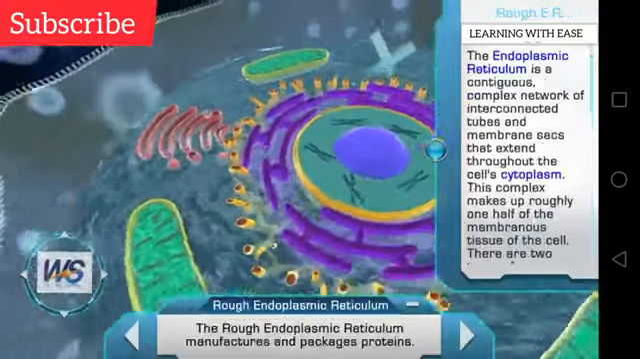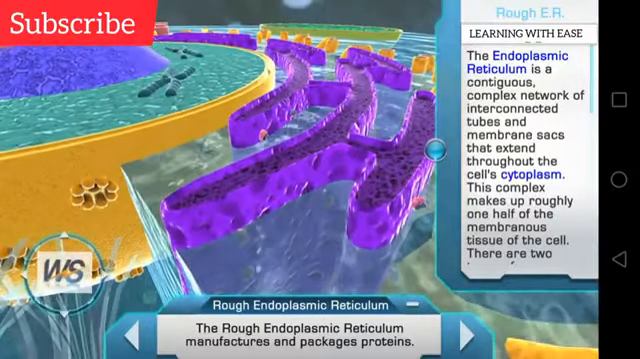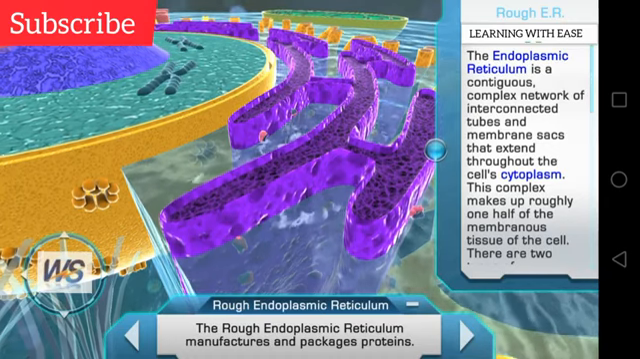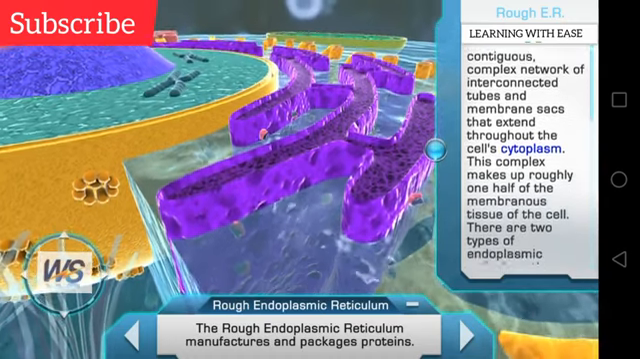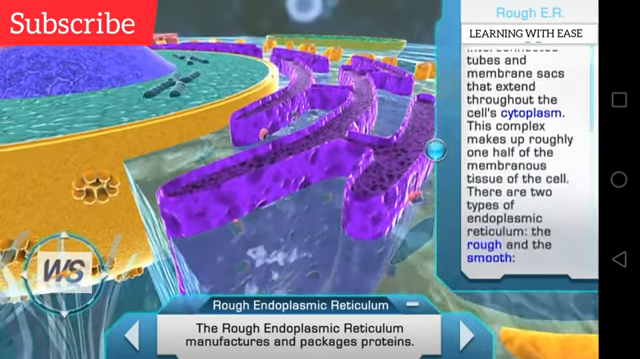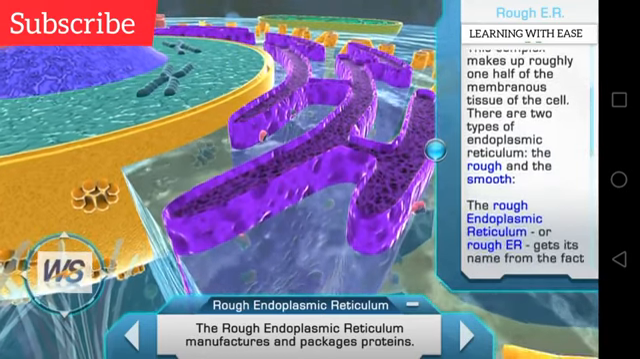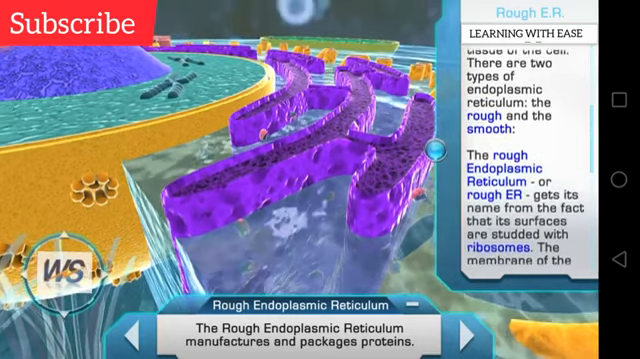The endoplasmic reticulum is a contiguous complex network of interconnected tubes and membrane sacs that extend through the cell's cytoplasm. This complex makes up roughly 1/2 of the membranous tissue of the cell. There are two types of endoplasmic reticulum, the rough and the smooth.